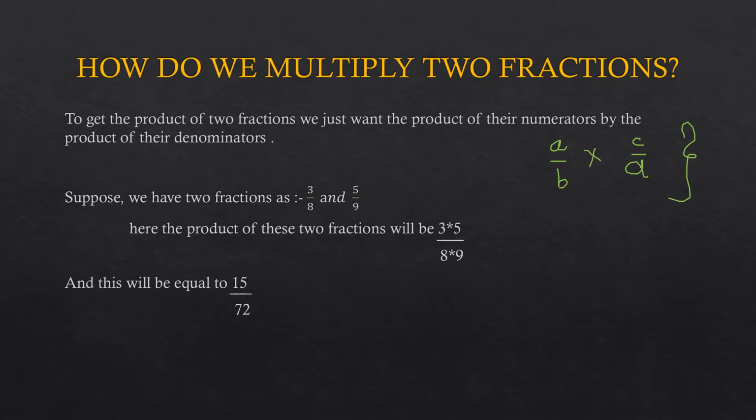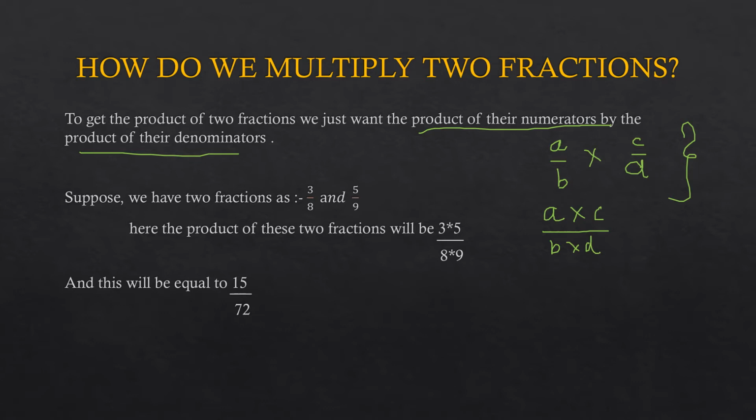We just take the product of their numerators divided by the product of their denominators. The numerators are a and c, so the product will be a multiplication between both numerators, a into c, by b into d. This is how we get the product of two fractions.